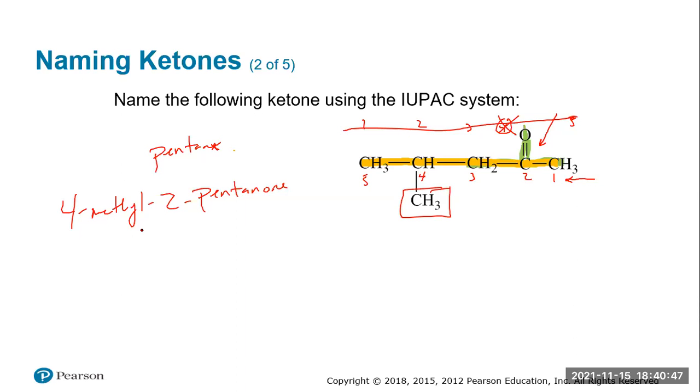Let's try a couple here. Why don't you draw 4-chloro-2-hexanone. Hexanone, there we go. Why don't you also do 3-bromo-5-methyl-2-heptanone.